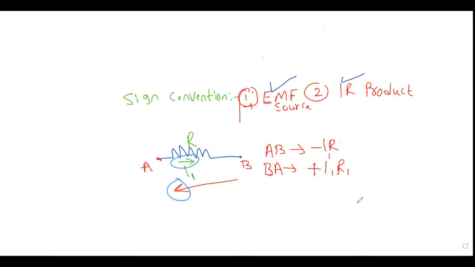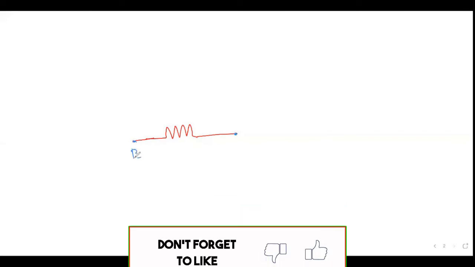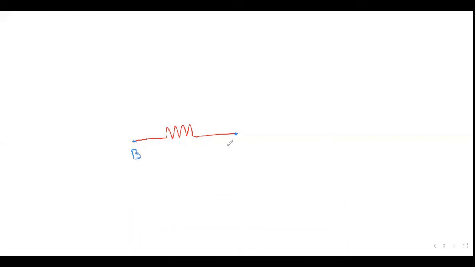Let us take one more example for this particular case. Let us take a resistance. Let us arbitrarily mark the terminals of the resistance as, let us say, this be B and this terminal be A. The direction of current is given like this. Let us say that this is I2, and let us say that this resistance is R.